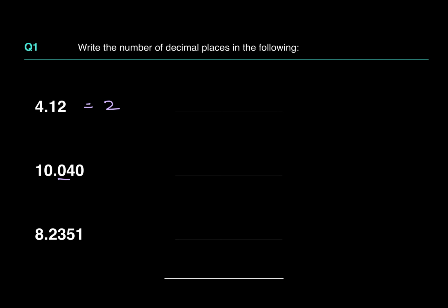How many are there over here? 1, 2, 3. Mind you, you have to count the number of zeros also if at all it is placed over there. The next one, how many number of decimal places? 1, 2, 3, 4 number of decimal places.